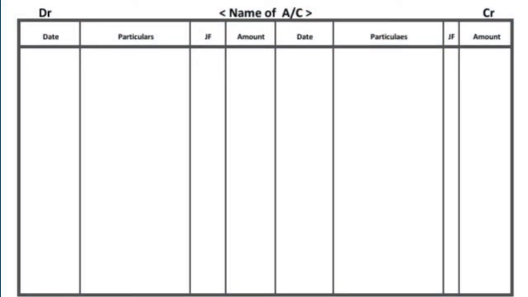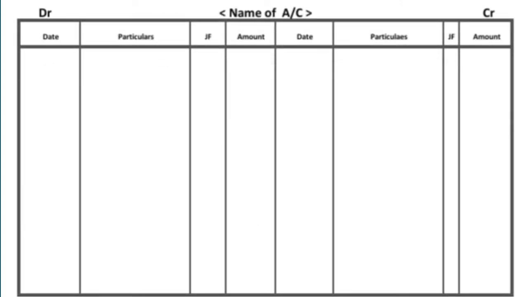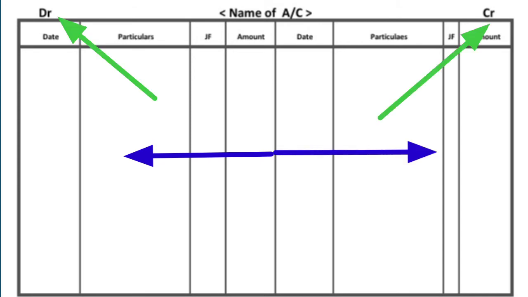This is the format of a ledger account. We draw the ledger account in T form, that means both sides are equal, the left side and the right side. In this ledger account, first we should write the name of the account, for example cash account, sales account, purchase account. That name we write in the heading. The left side of the account is the debit side, and the right side is the credit side.